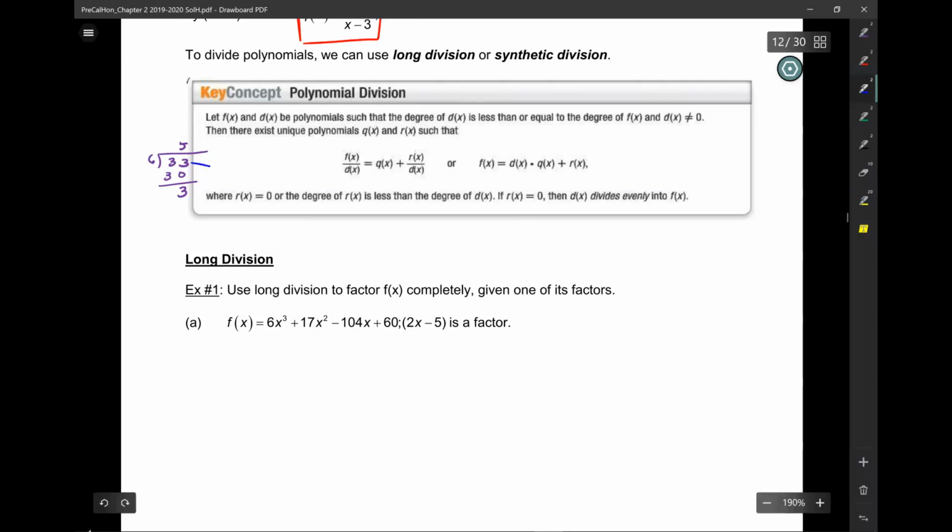So let's talk about some terms here. This is what's being divided. It's called the dividend. The thing that's doing the dividing is this. It's called the divisor. And what's the 5? The quotient, and the 3 is the remainder.